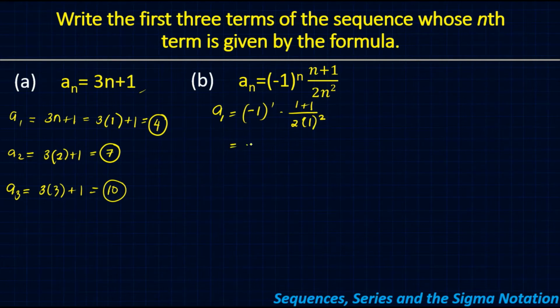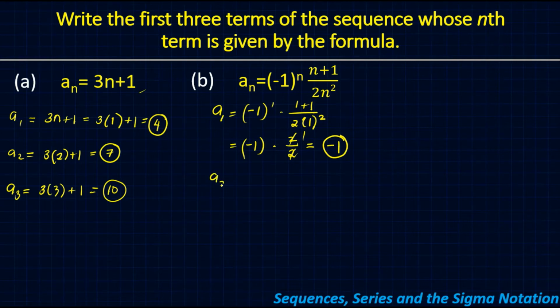Simplifying this, we will have negative 1 raised to 1, that is negative 1. Then times 1 plus 1 equals 2 over 2 times 1 squared, that is 1. So 2 times 1 equals 2. Okay, so then we will have negative 1 times 2 over 2. Ito po ay magiging 1. So negative 1 times 1 is equal to negative 1. So therefore, the first term is negative 1.